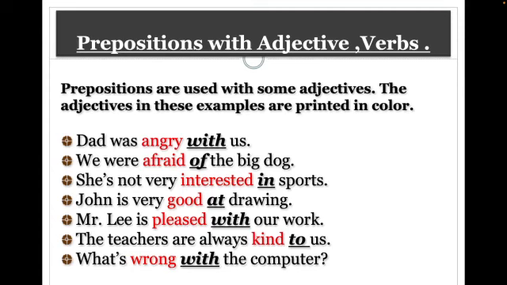So we have these linking verbs that lead into adjectives, and the adjectives specifically go along with the prepositional phrase. Who is Dad angry with? With us. What were we afraid of? We were afraid of the big dog.